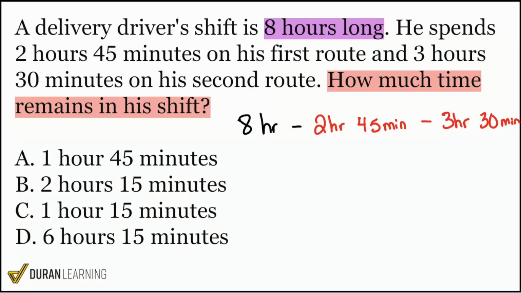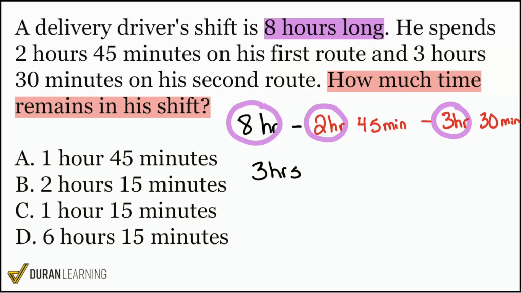Here's what I mean, everyone. Let's take the 8 hours, let's subtract 2, and let's subtract 3. Everyone, if we subtract 2 hours and then 3 hours from 8 hours, how many hours do we have left? 8 minus 2, that's going to be 6. 6 minus 3, that's going to be a remainder of 3 hours. So let me write that down here. We have 3 hours, and we still have to subtract the 45 minutes that we didn't subtract yet, and the 30 minutes that we didn't subtract yet either.